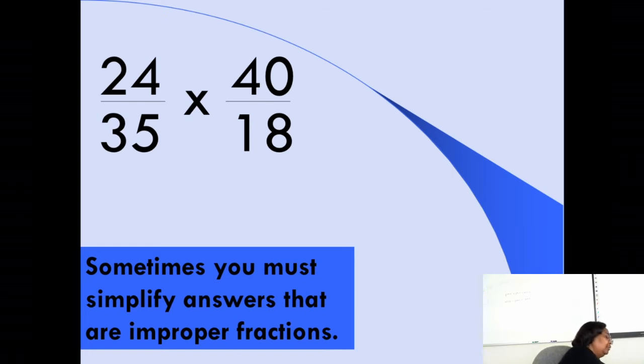Okay, I'll call you. There's so many cancellations I could do. I could do 35 and 40. I could do 24 and 18. I could do 40 and 18. What'd you come up with?